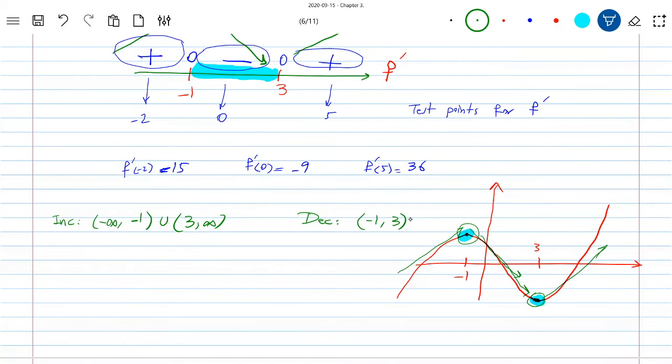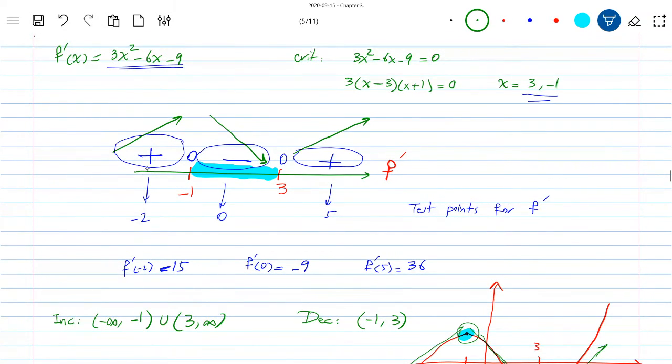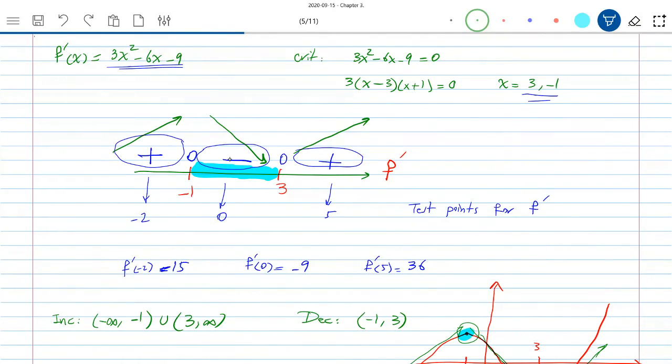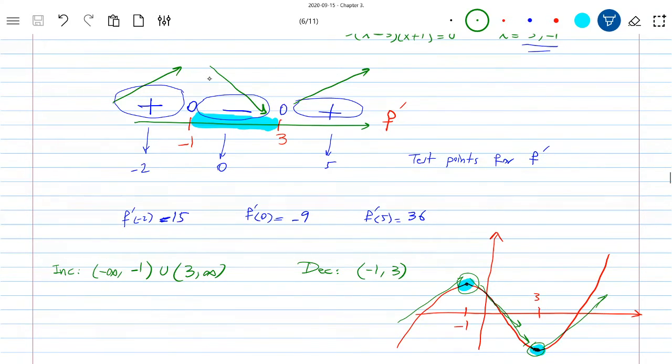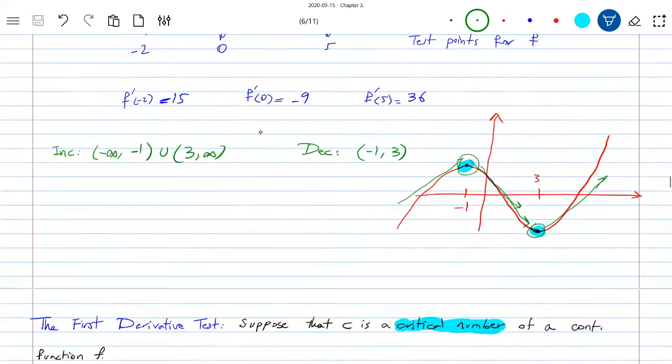This information comes out of the sign chart as well. Increasing to decreasing means a change from plus sign to negative sign. Plus sign represents increasing, negative sign represents decreasing. When that happens, you have a local maximum. On the other side, if you go from negative to positive, you would have a local minimum. If it's positive to positive or negative to negative, there is no local maximum or minimum in between.